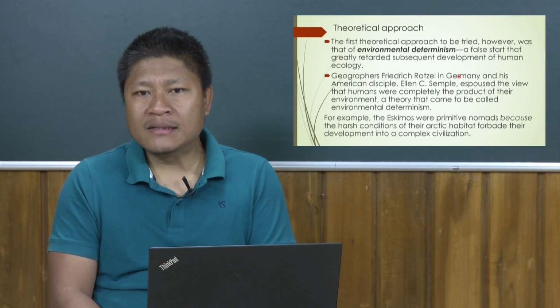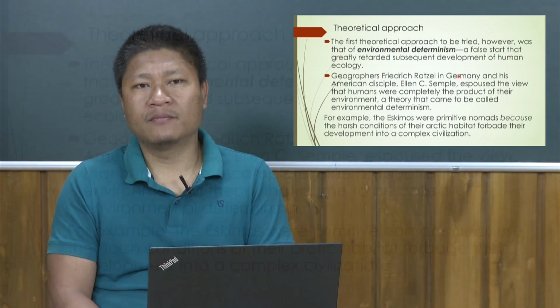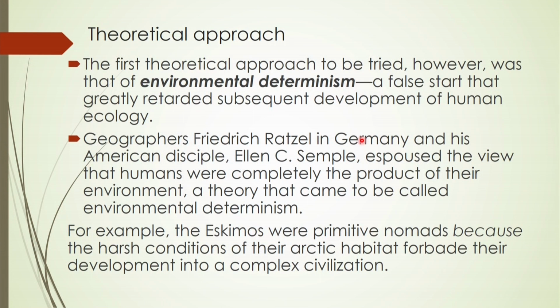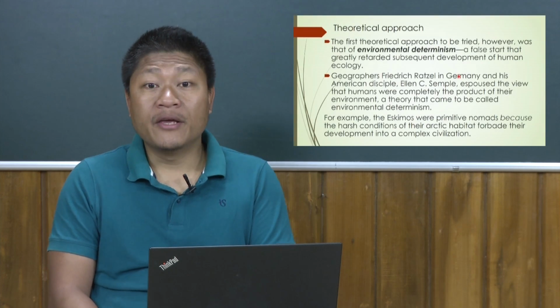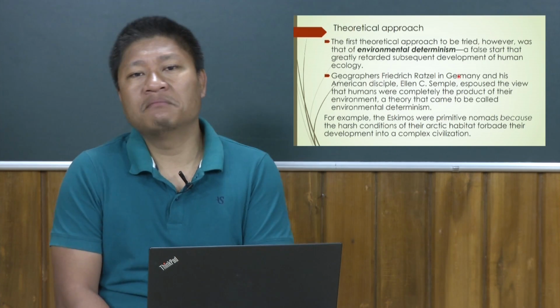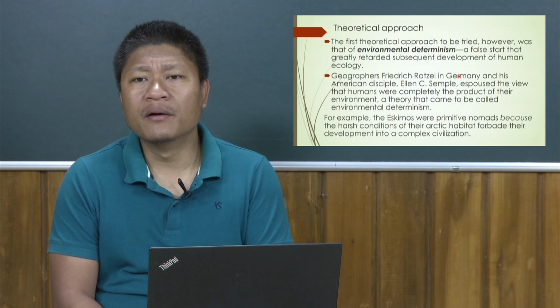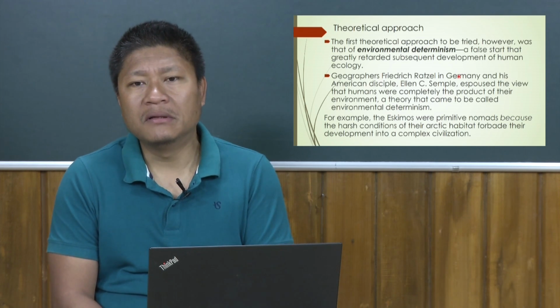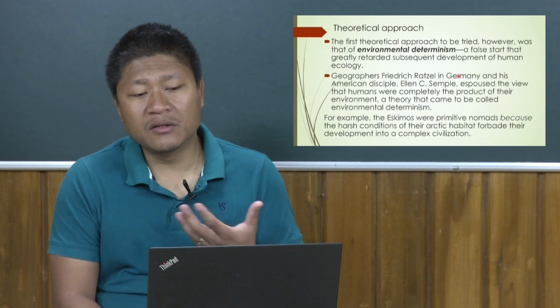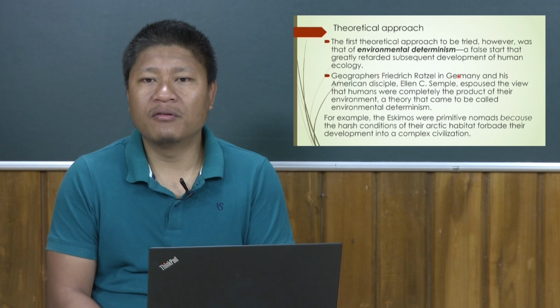Now, what is environmental determinism, and what exactly is determinism? In a very simple sense, we can say that environment strongly influences, or if not, tends to determine the behavior, if not the culture, of human society. Environmental determinism is the first theoretical approach which was used in order to look at the development of human ecology.